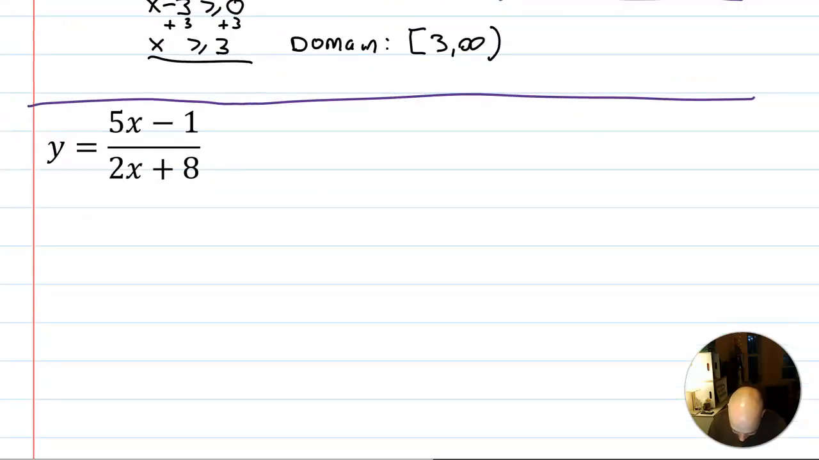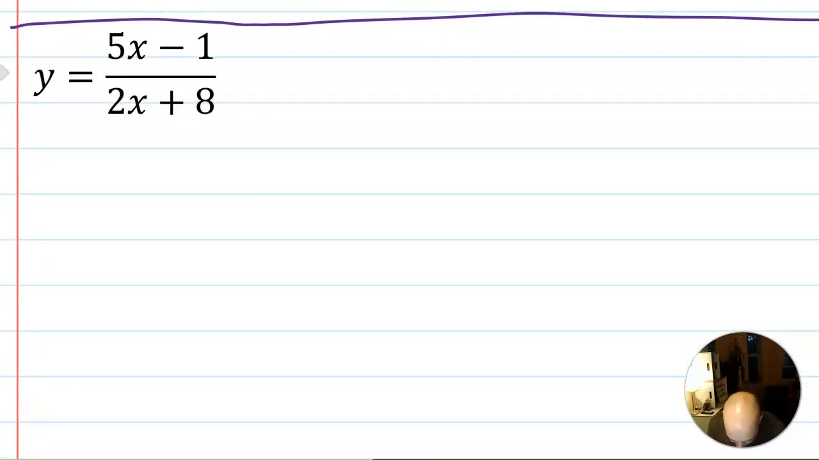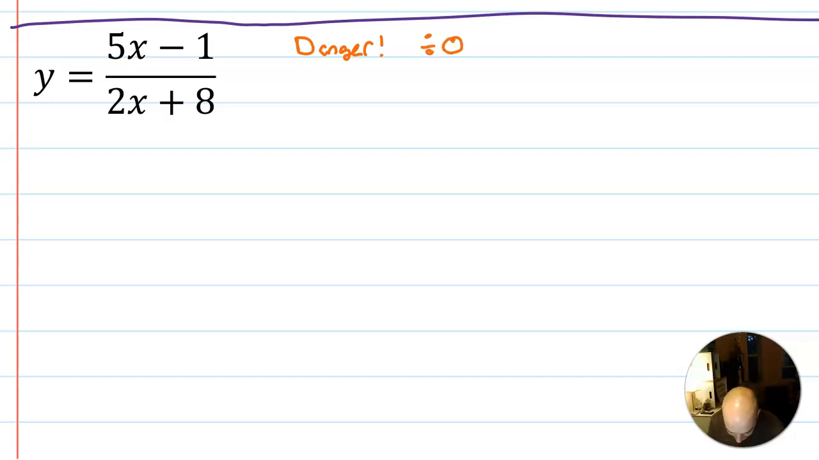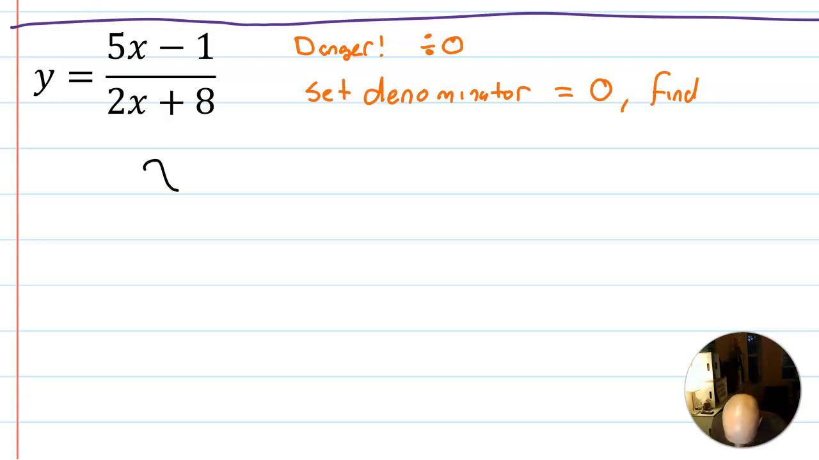I'm going to scroll up a little bit here. So here, what are we in danger of? Let's think carefully. Well, we're in danger of dividing by 0. So we need to avoid that. So in this case, we're going to set the denominator equal to 0 and find what are the excluded values from the domain. We've already done excluded values in a different section. So what we can do is write 2x plus 8 equals 0.